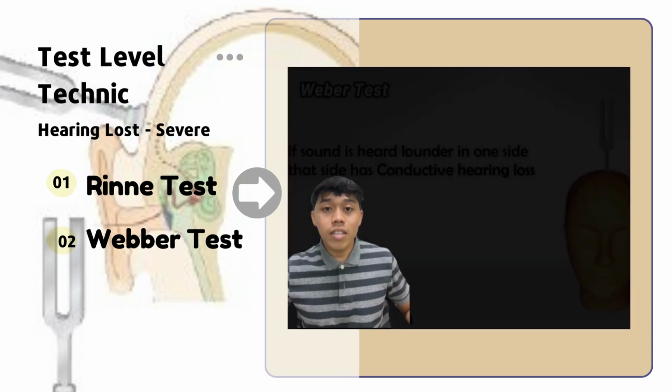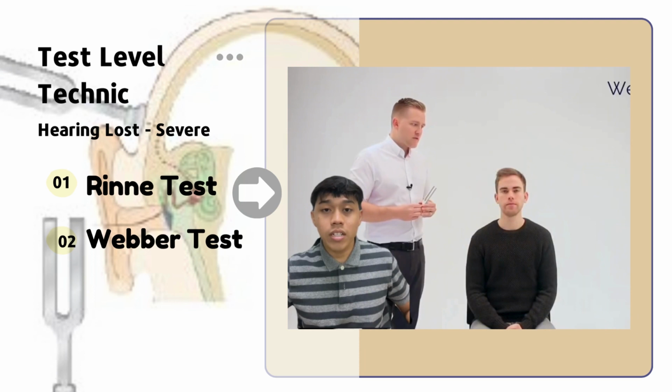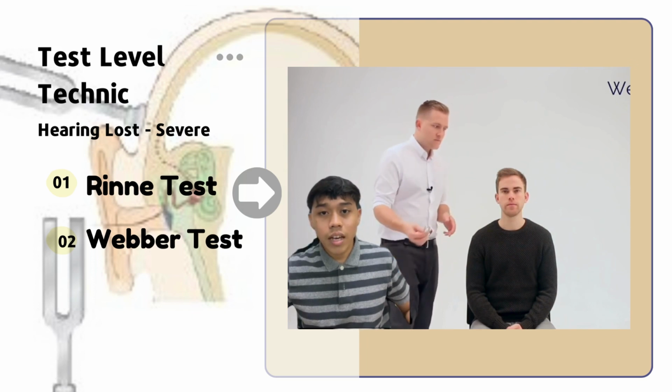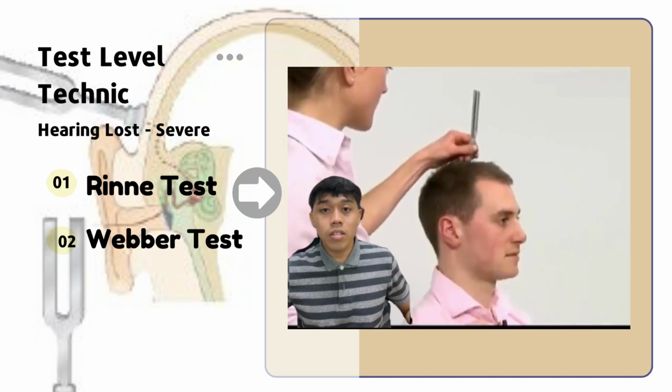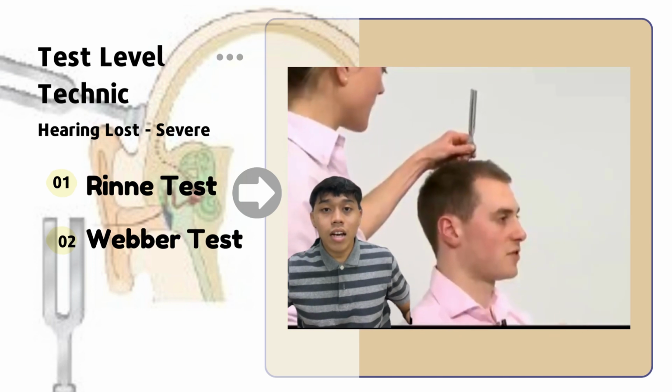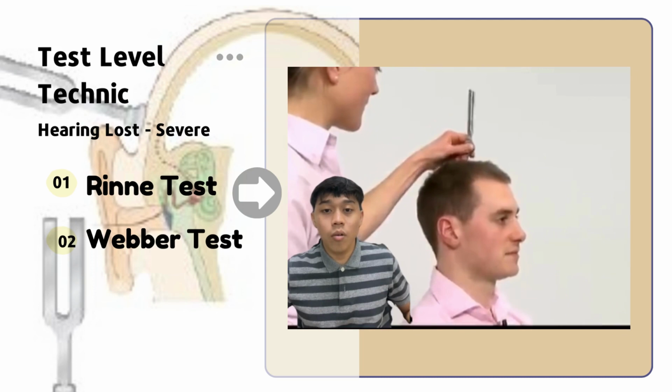So the first step is to explain the test clearly to the patient. Step 2, ask the patient, for example, you can tell me whether you hear the sound loudest in your left ear or your right ear, or whether you can hear it in the middle. Step 3 is to place the base of the tuning fork on the midline. Step 4 is to ask the patient which one is louder.